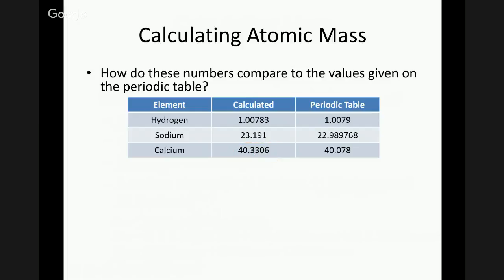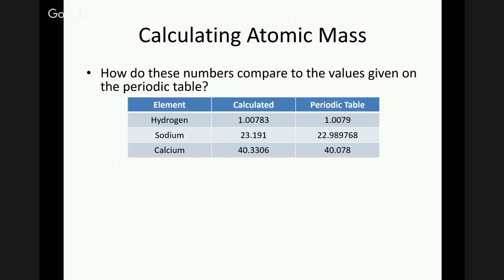So what I want to ask then is, if we look on the periodic table, what do we find? If you look up the mass of hydrogen, you're going to get a slightly different number. You'll get 1.0079, which this should round to. So they're not exactly the same, though they're really close. Then sodium, where here we get 23.191, the periodic table shows 22.989. It's smaller. And for calcium, where we get 40.3306, the periodic table gives us 40.078.